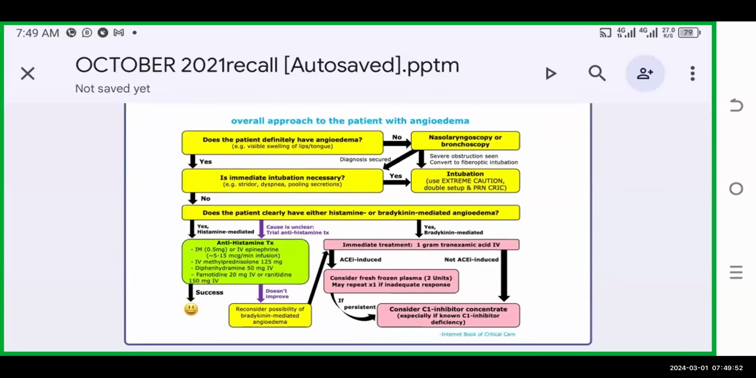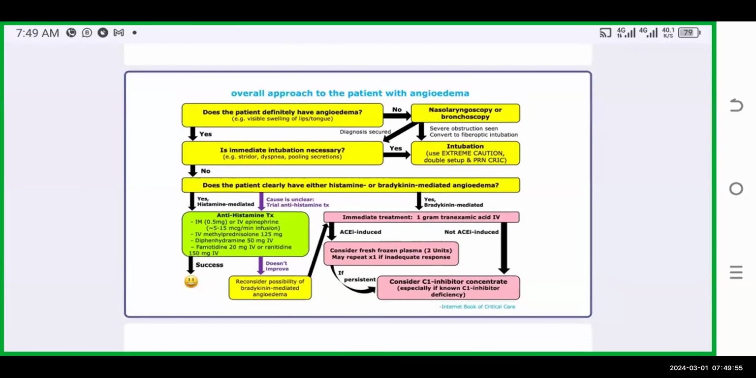But in the instance that you're not sure if it's histamine or bradykinin-mediated angioedema, because histamine is the more common one, you treat the patient along the lines of histamine-induced angioedema. You give the patient IM or IV epinephrine, 0.5 milligrams if IM, or 5 to 15 micrograms per minute infusion if IV. This can be repeated if there's no resolution of symptoms. At the same time, give IV methylprednisolone 125 milligrams, and the antihistamine 50 milligrams IV. You also want to give the patient PPIs. And if the symptoms resolve, then we're happy.